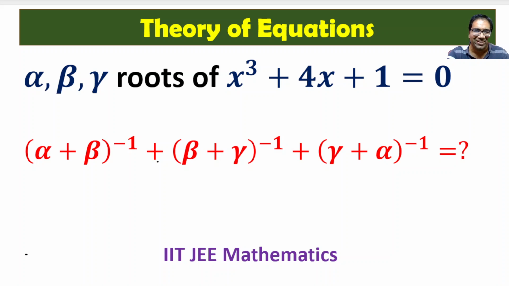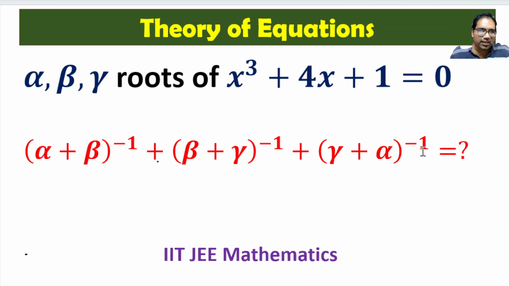Hi friends, here we are given a cubic equation: x cube plus 4x plus 1 equals 0, and alpha, beta, gamma are roots of this equation. Then what is the value of (alpha plus beta) to the power minus 1, that is 1 by (alpha plus beta), plus 1 by (beta plus gamma), plus 1 by (gamma plus alpha)? What is this equal to?